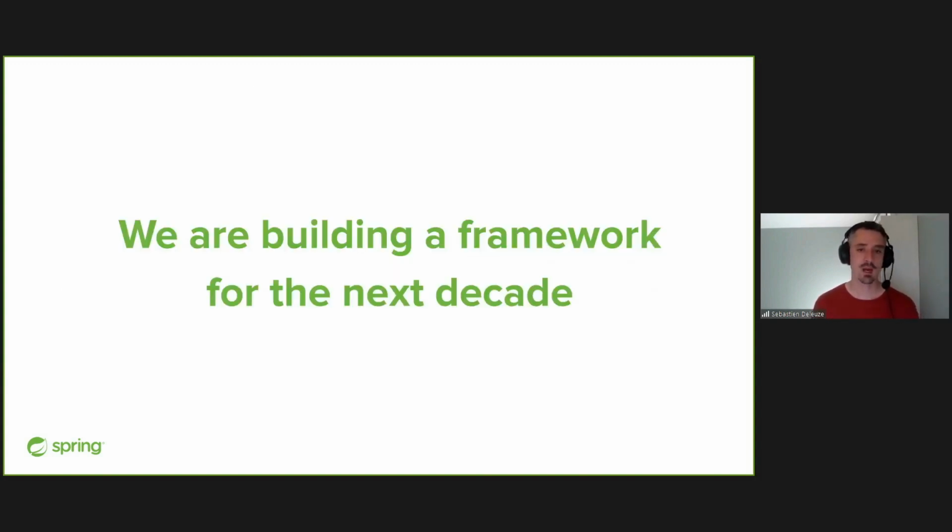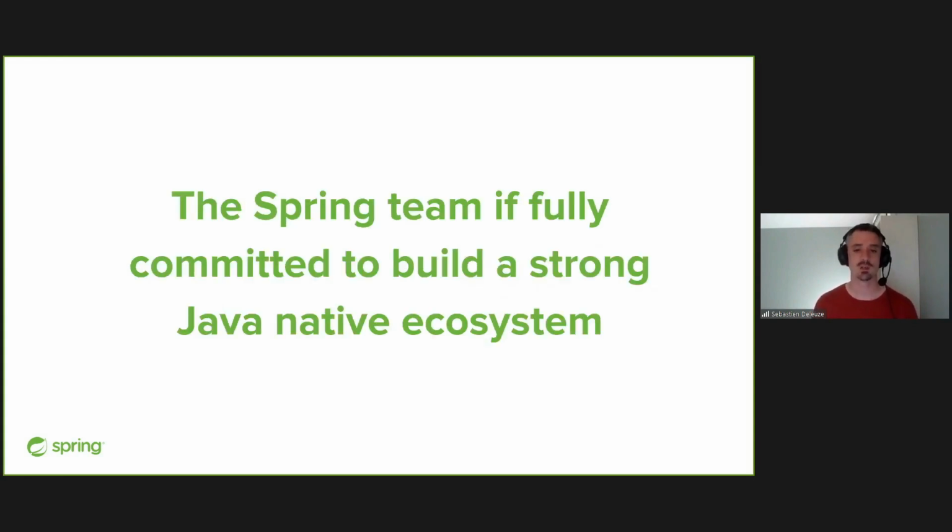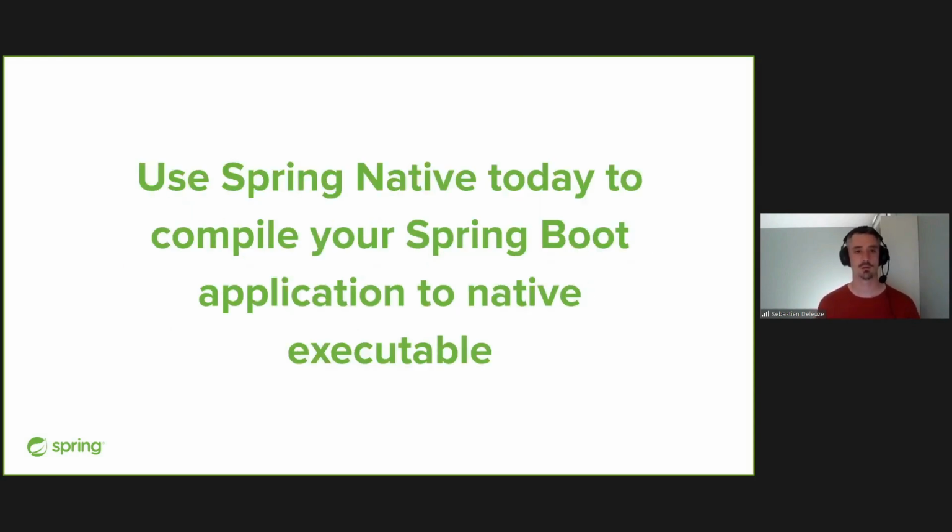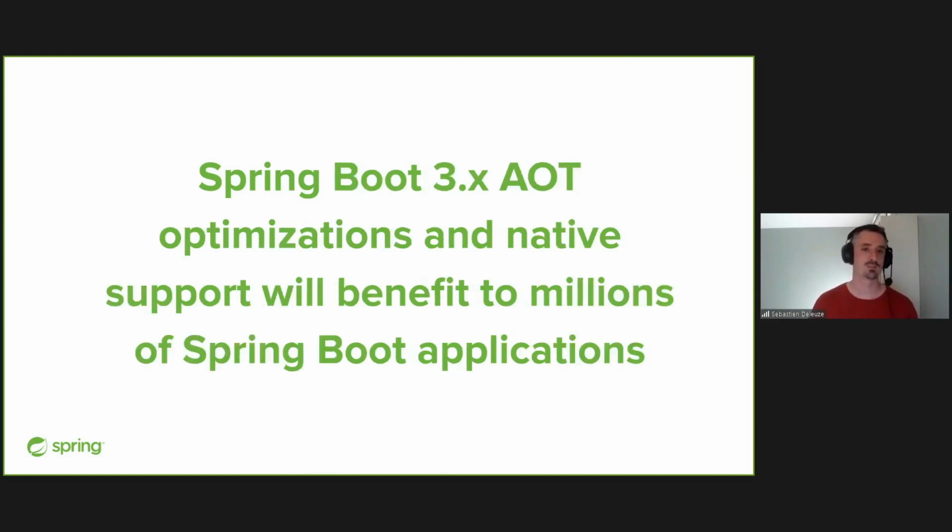So in summary, we are really building a framework for the next decade, and that's why we are working on this. The Spring team is fully committed to building a strong Java native ecosystem, and you can use Spring Native today to compile your Spring Boot application to a native executable. And then when Spring Boot 3 is released with this AOT optimization and native support, it will benefit millions of Spring Boot applications, and you will be able to leverage that with better compatibility, an even more optimized footprint, and full support.